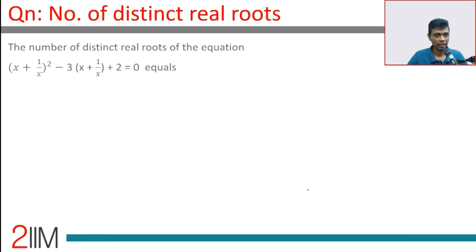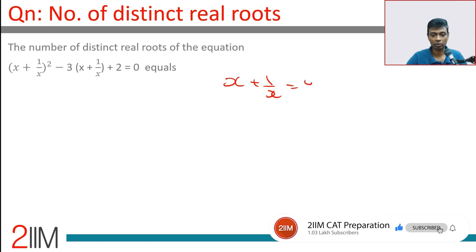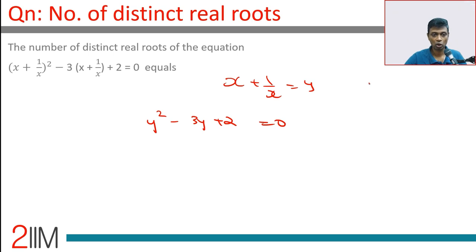x plus 1 by x the whole square minus 3 times x plus 1 by x plus 2 equal to 0. Simple. Let's say x plus 1 by x equal to y. y square minus 3y plus 2 equal to 0. Remember, y is greater than or equal to 2 or y is less than or equal to minus 2. Anything of the form x plus 1 by x, you should know this again. This is y minus 1 into y minus 2 equals 0. y is 1 or 2.